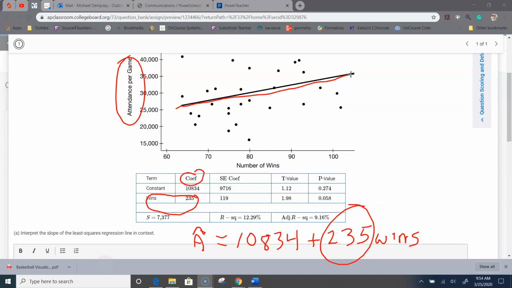I don't want to say something like, for each additional win, attendance goes up by 235, because that makes it sound like that's how these points are behaving. And this line is just doing its best to explain it. So make sure that this number 235 is talking about a rate of change in predicted attendance. So for each additional win, the attendance is predicted to increase by about 235. That's your interpretation of the slope.